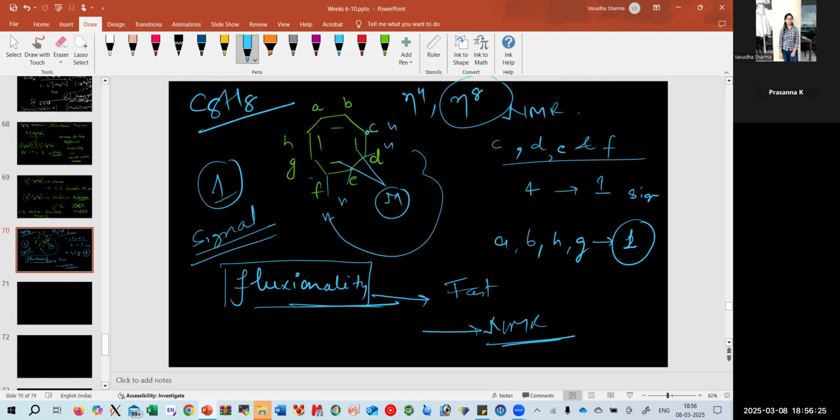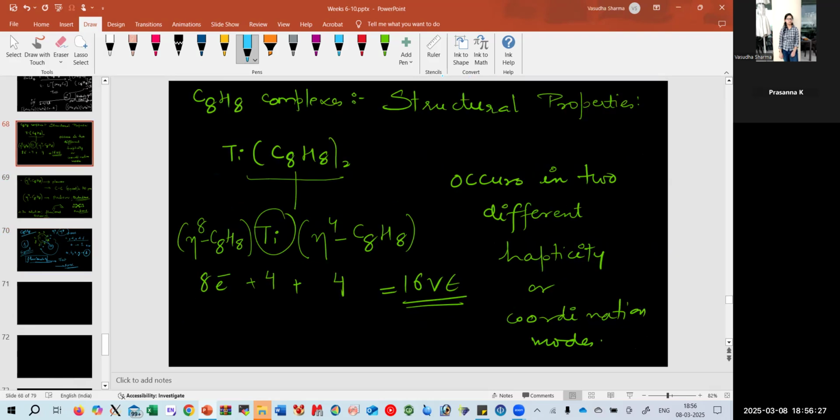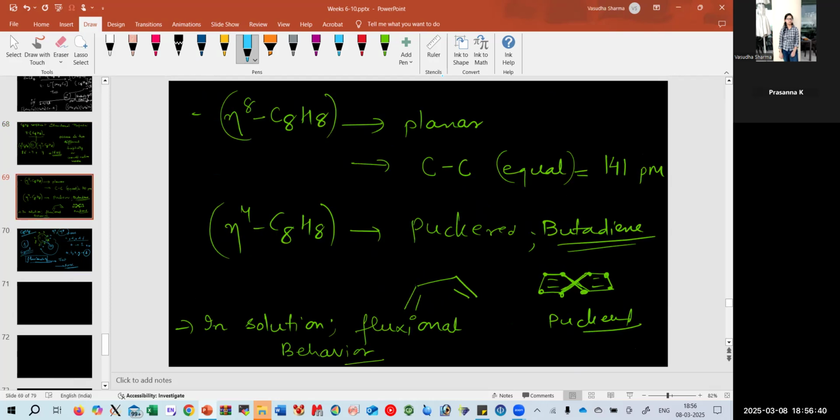So these are the major properties of C8H8. We have taken an example of titanium C8H8, where it is having two different hapticities, one is eta 8 and one is eta 4, to make a stable 16 valence electrons. When we are talking about eta 8, that's a planar system. And when we are talking about a planar system, all the carbon-carbon distances, which is an olefinic bond, have a distance of 141 picometer. Pico means 10 to the power minus 12 meter. That's a distance.